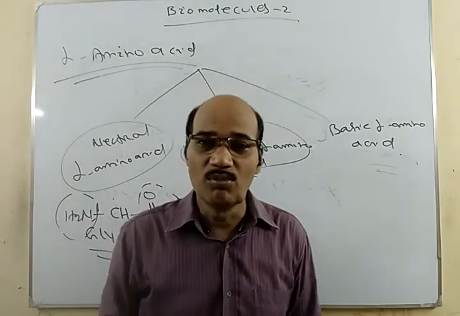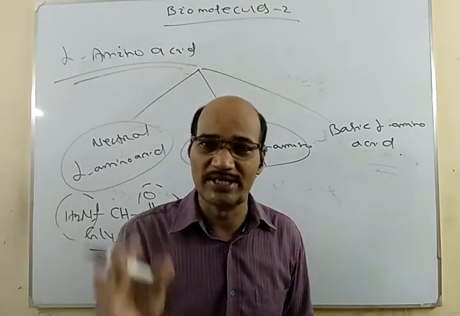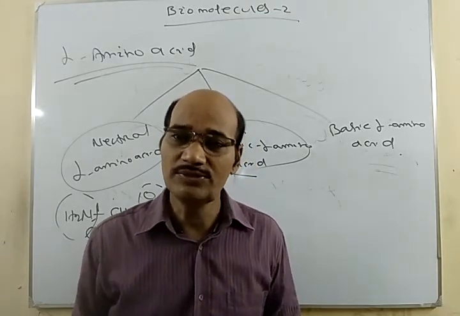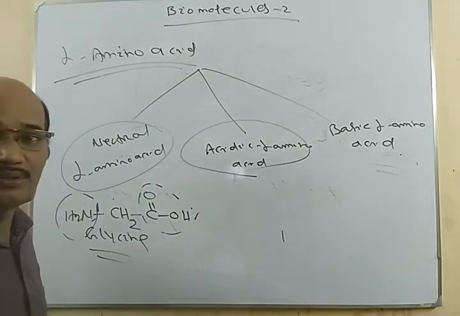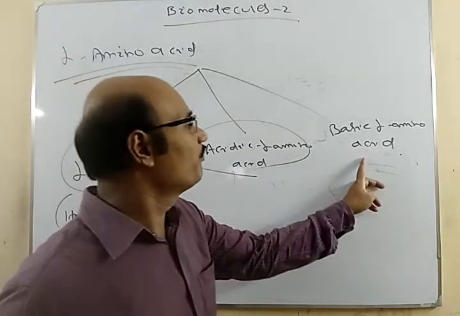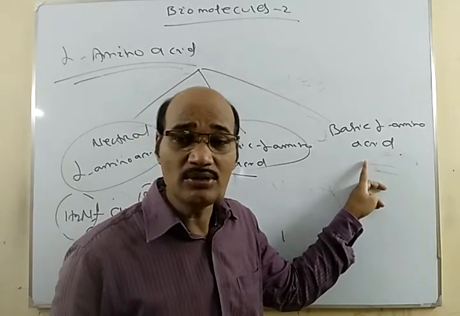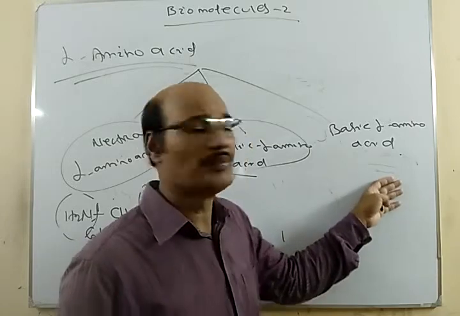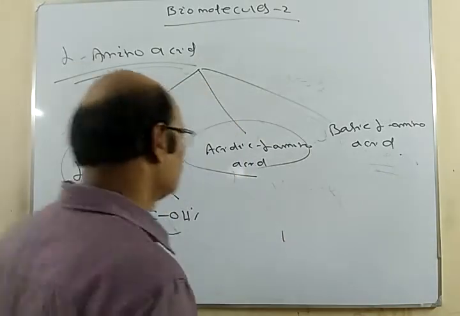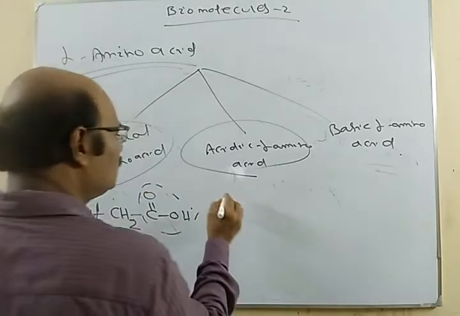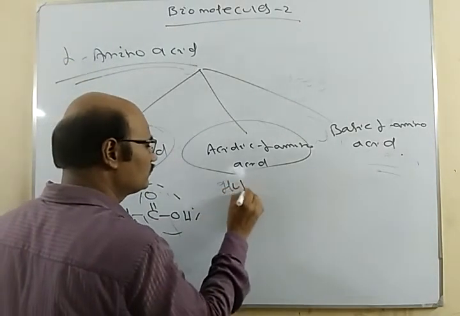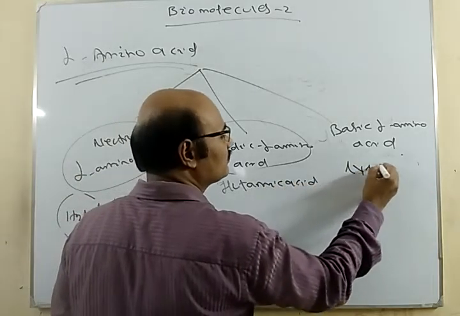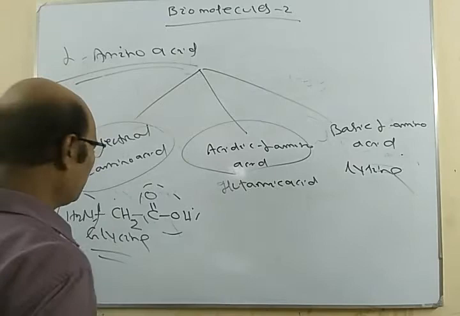If we have more than one COOH group, one NH2 group but two COOH groups, that is called what? The acidic alpha amino acids. Similarly, basic alpha amino acids. If you have two NH2 groups but one COOH group, that is called what? The basic alpha amino acids. So acidic alpha amino acids like glutamic acid, and basic like lysine.